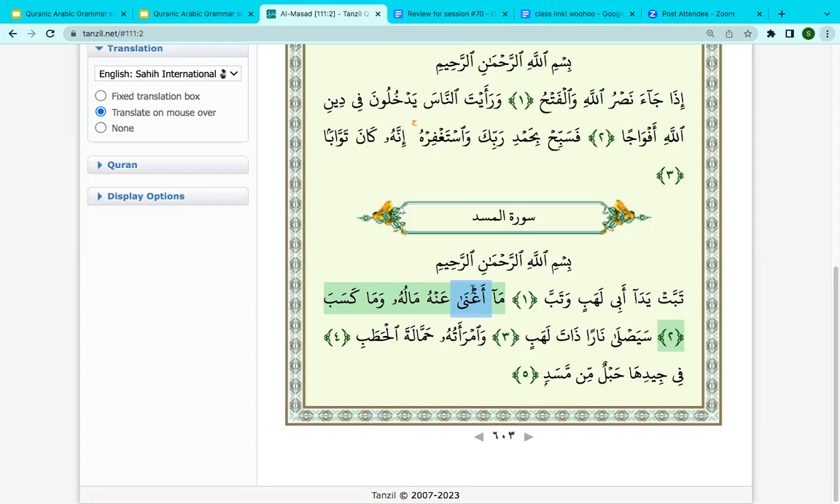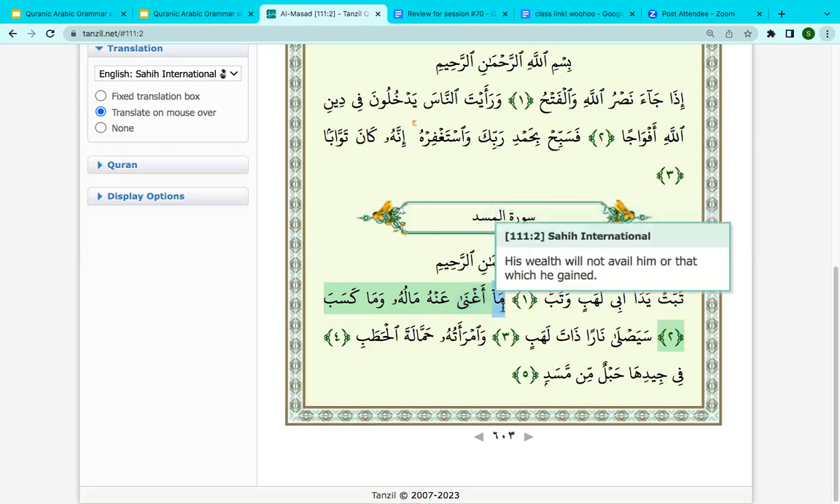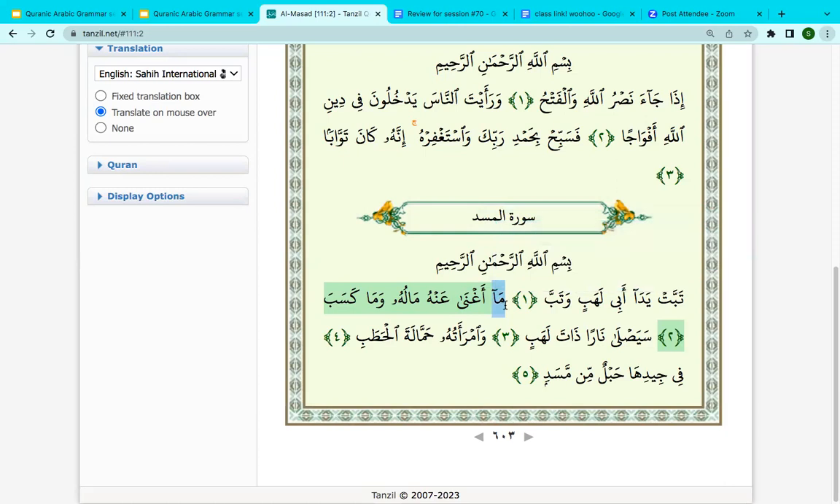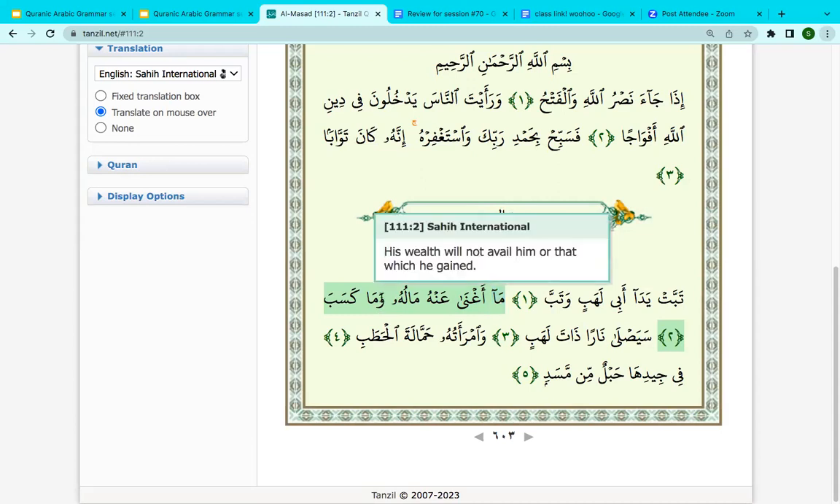Okay. So this ma, as I told you the translation, his wealth will not avail him. His wealth will not. So what kind of ma is this? This is ma nafiya. Very well done. Everyone with me so far? Okay. Now comes your waw.